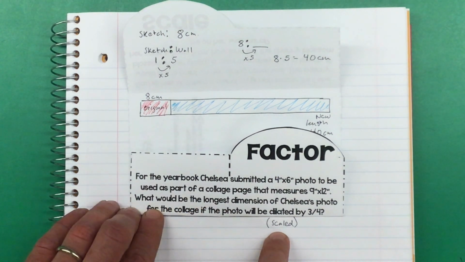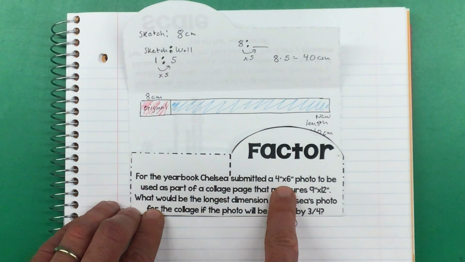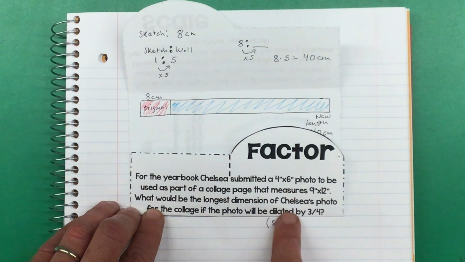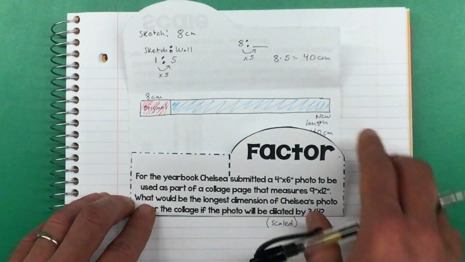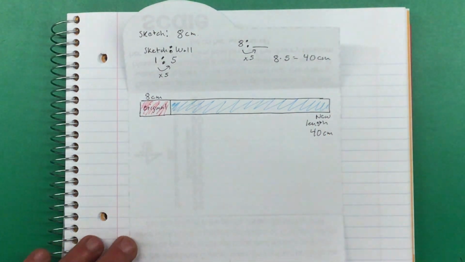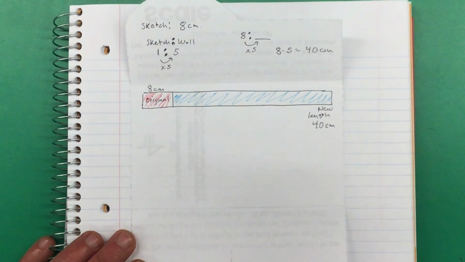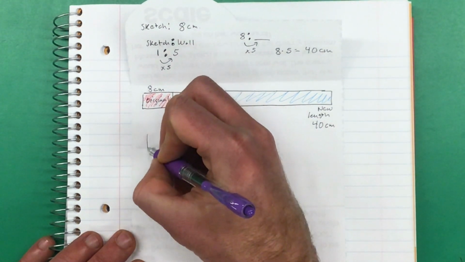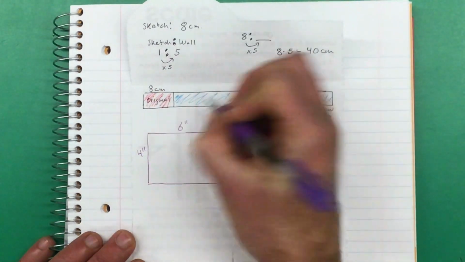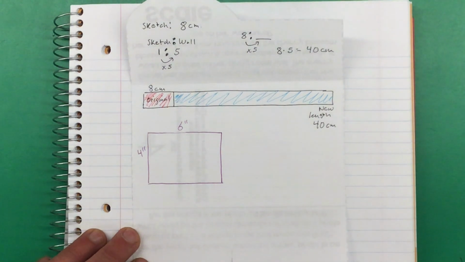And so what we're saying here is that this photo that's 4 inches by 6 inches originally is going to use a scale factor of 3/4. So maybe we could go in here and I'm going to draw the original. Let's do it in purple. So let's talk about this original. So it's 4 inches by 6 inches. In one color, I've got the original photo, 4 inches by 6 inches.